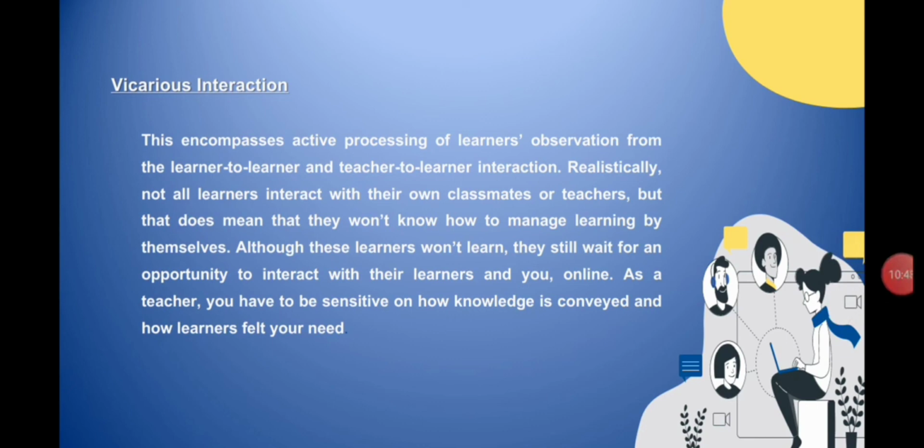Vicarious interaction. This encompasses active processing of learners, observation from learner to learner, and teacher to learner interaction. Realistically, not all learners interact with their own classmates or teachers, but that does not mean that they won't know how to manage learning by themselves. They still wait for an opportunity to interact with their classmates and you online. As a teacher, you have to be sensitive to how the knowledge is conveyed and how learners feel their need.